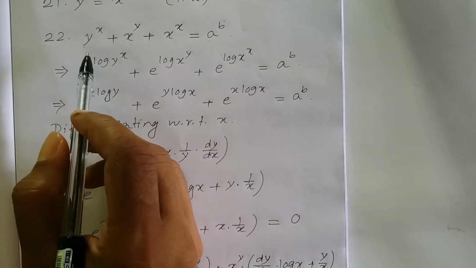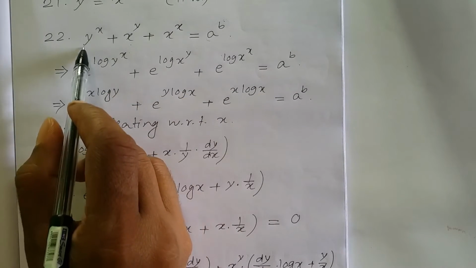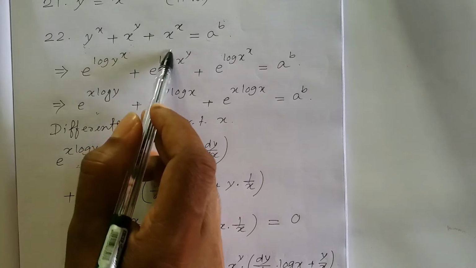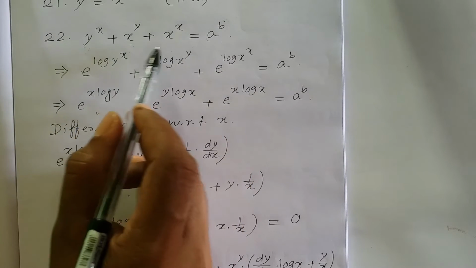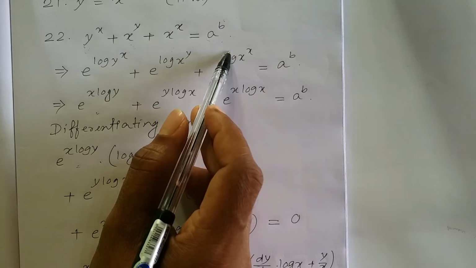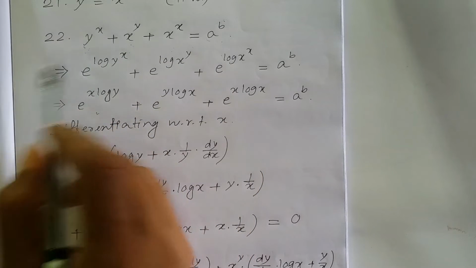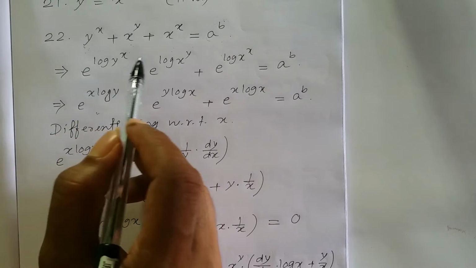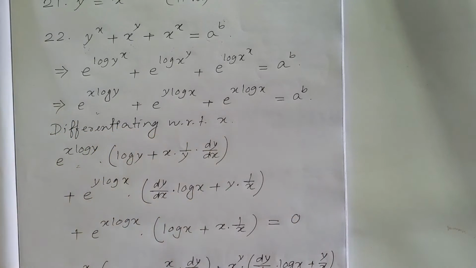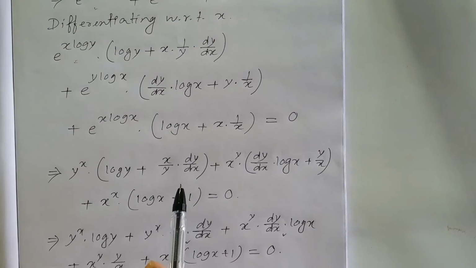can also be solved using the first method. Suppose u plus v plus w is equal to a to the power b, then du dx plus dv dx plus dw dx is equal to 0, then du dx is calculated separately, dv dx separately, and dw dx separately. You can use that method also, but here we use the standard method.